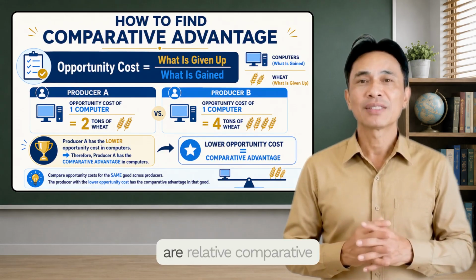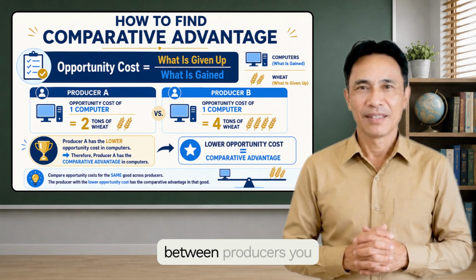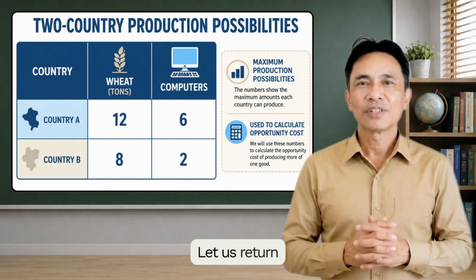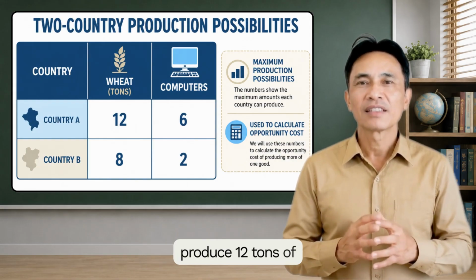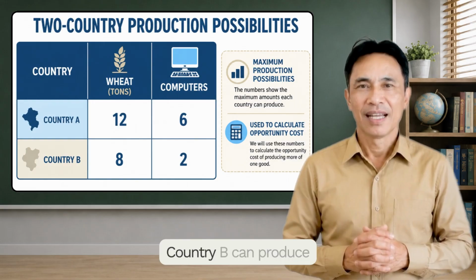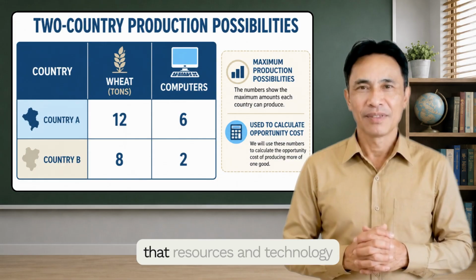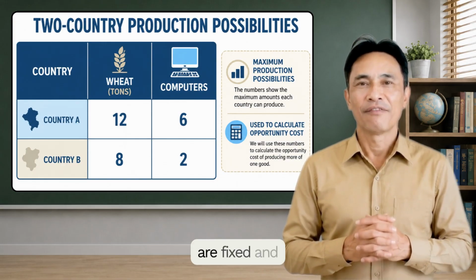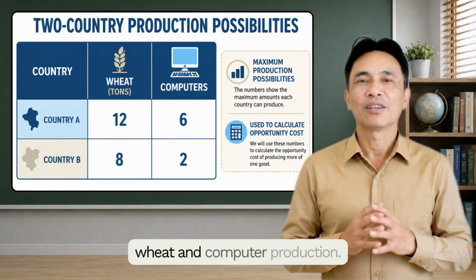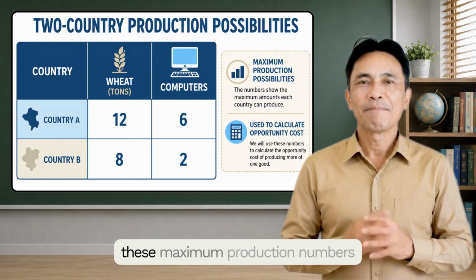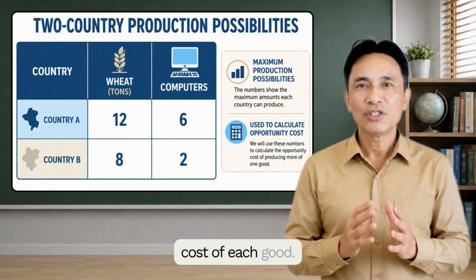Because opportunity costs are relative, comparative advantage is always based on comparison between producers. Let us return to our two-country example. Country A can produce 12 tons of wheat or 6 computers. Country B can produce 8 tons of wheat or 2 computers. Assume that resources and technology are fixed and that each country can move resources between wheat and computer production. We will use these maximum production numbers to calculate the opportunity cost of each good.